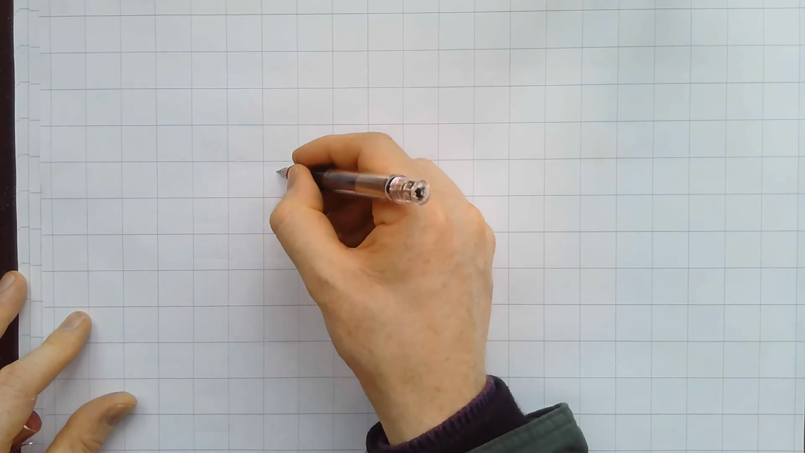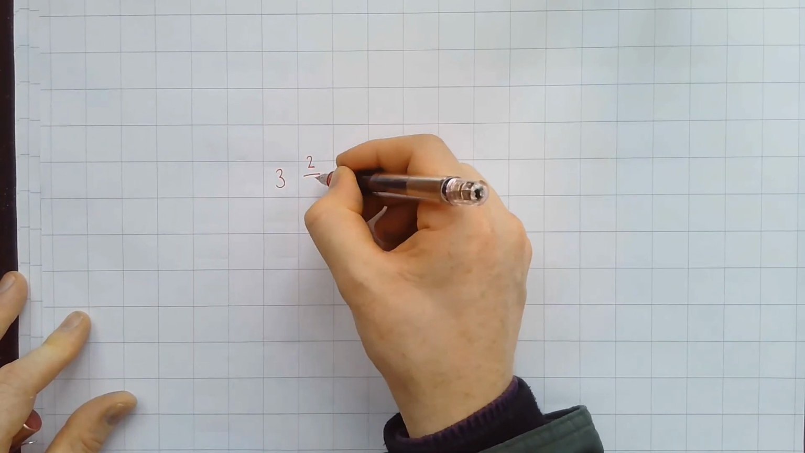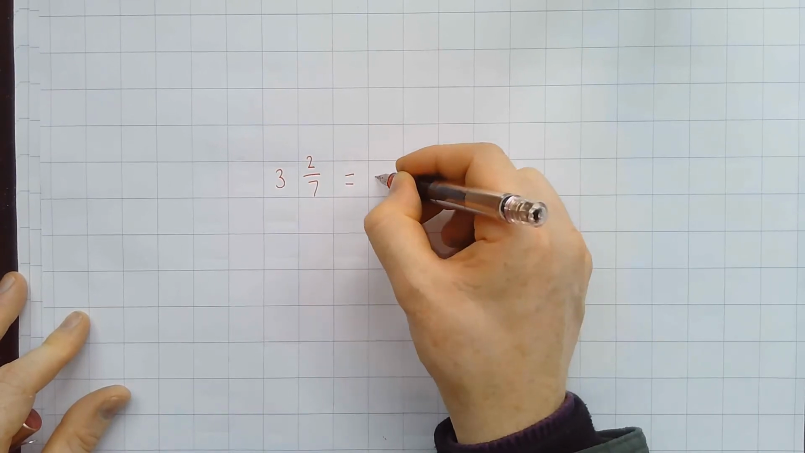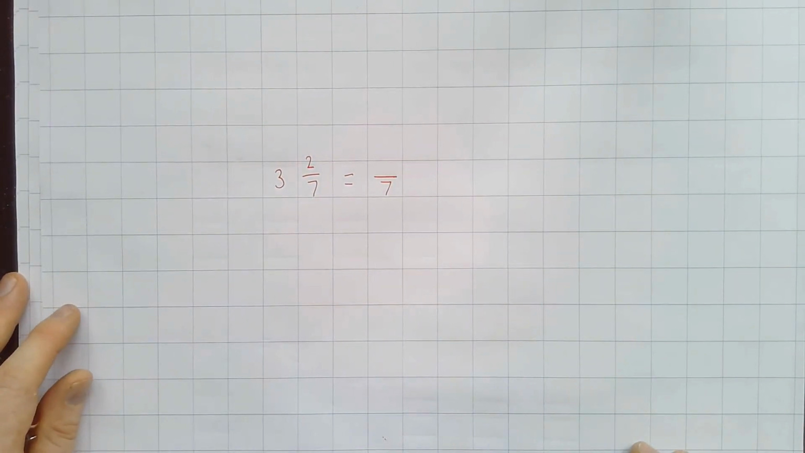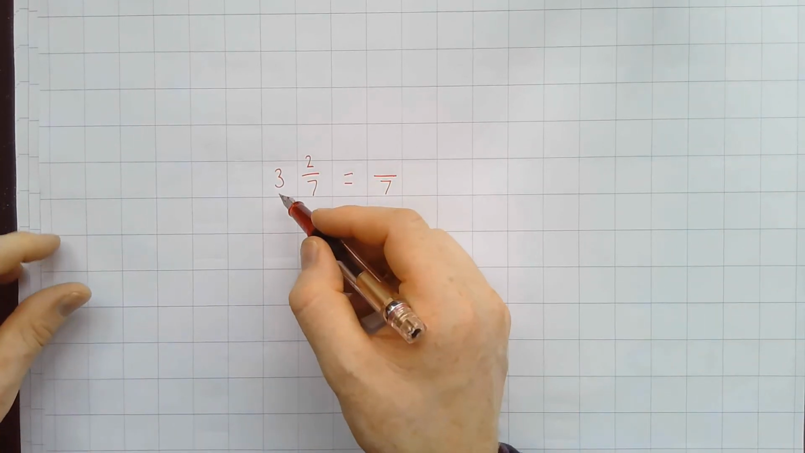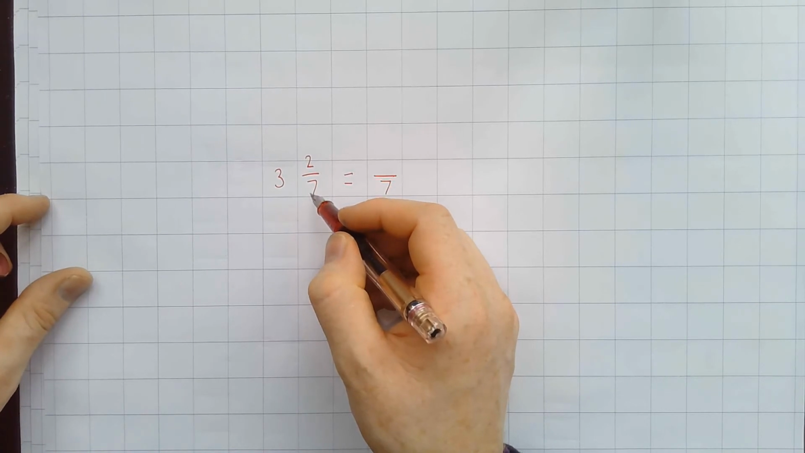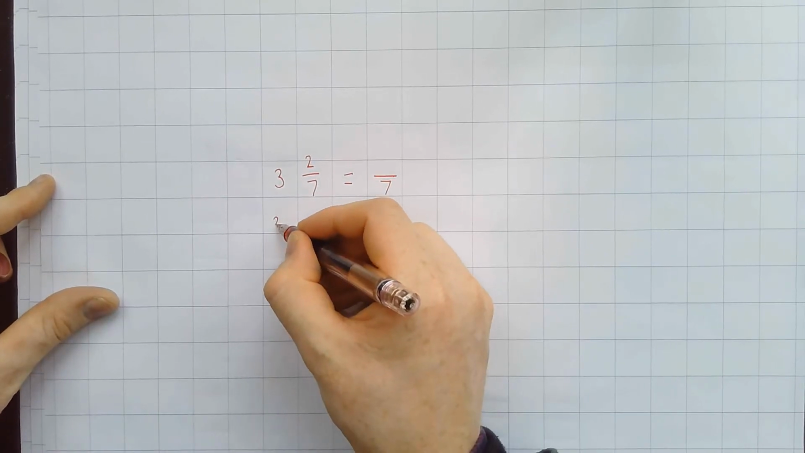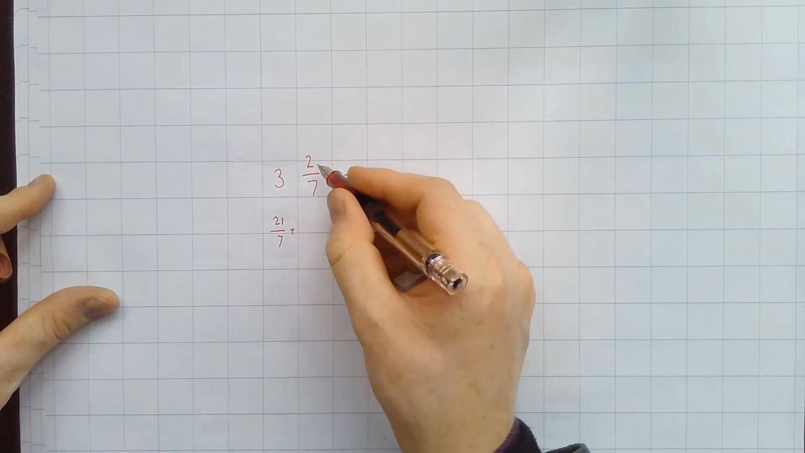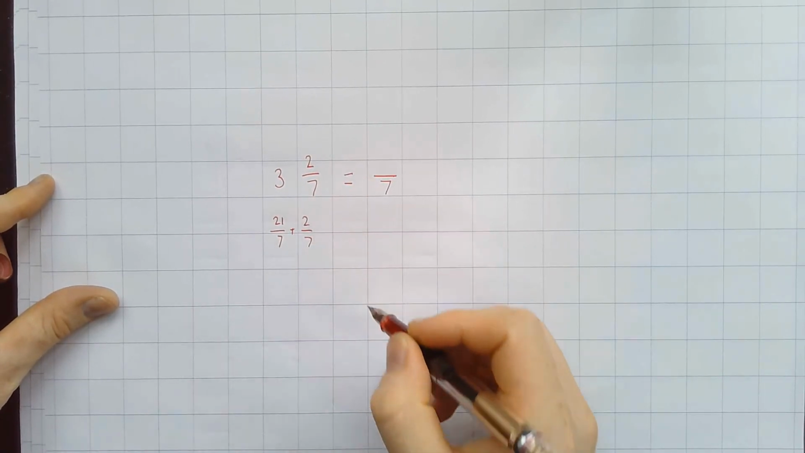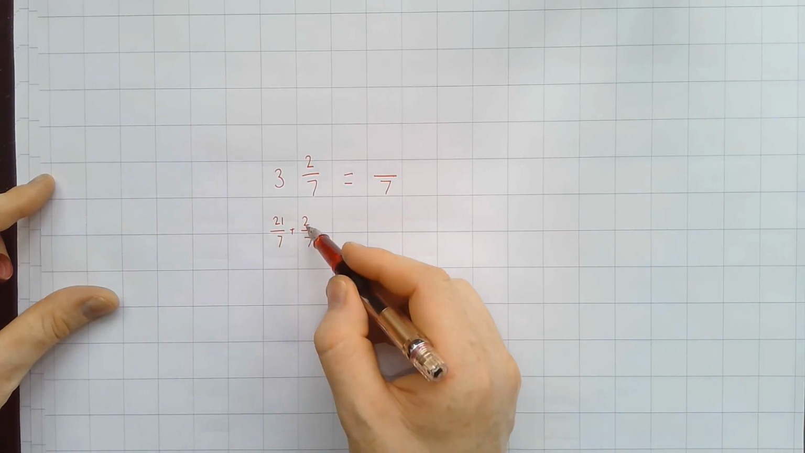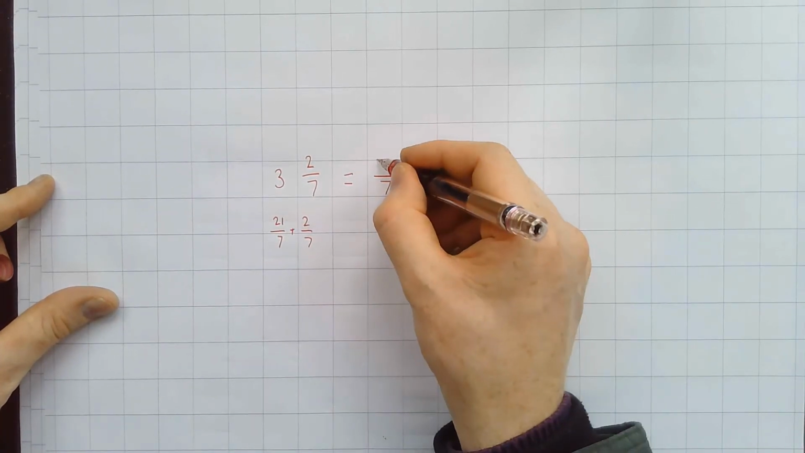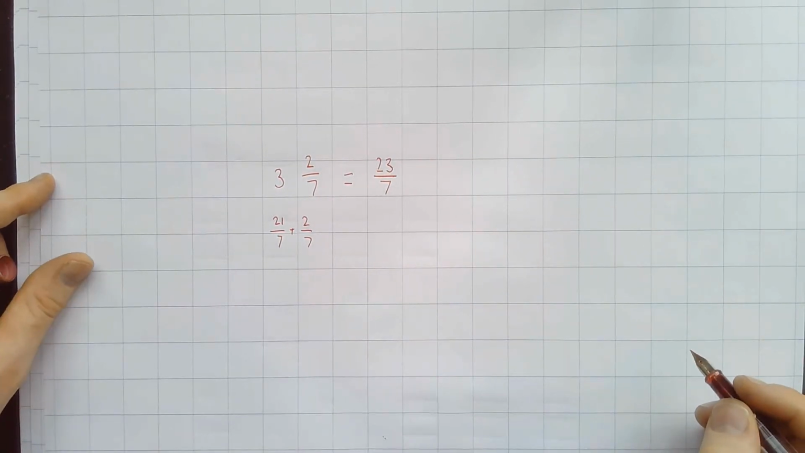What about 3 and 2 sevenths? How many sevenths is that equal to? What would I do first? Well, in one whole, I know that I have 7 sevenths. I have 3 wholes, so that's 3 lots of 7, which is 21. But then I also have 2 here, so I've got 21 sevenths, and here I have 2 sevenths. So how many sevenths altogether? 23, because 21 add 2 is 23. So that is 23 sevenths.